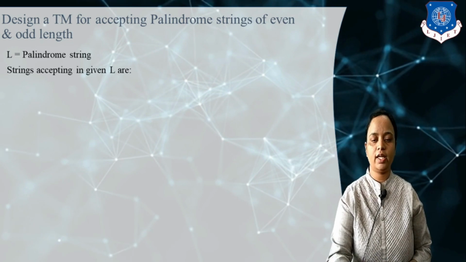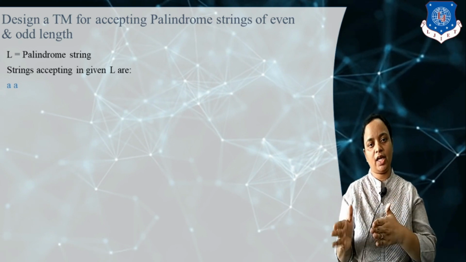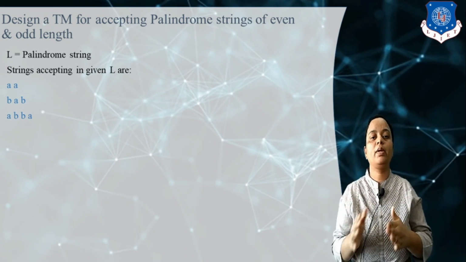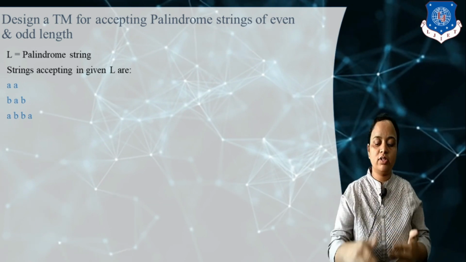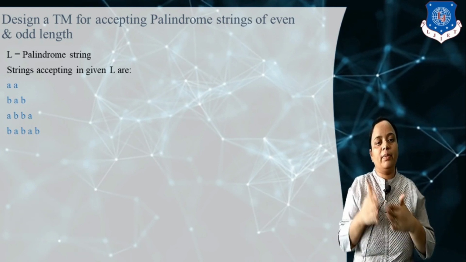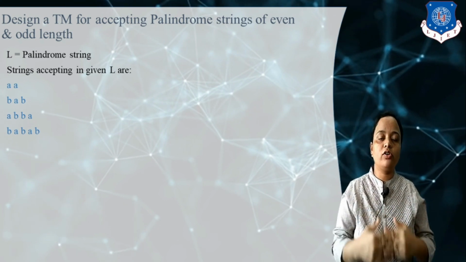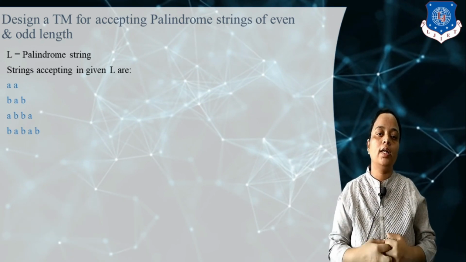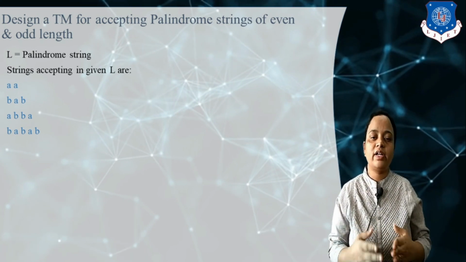Now let us take an example to understand this. The first example is AA. If you read the string from left to right, it is AA, and from right to left, it is also AA. In the same way, ABBA: from right to left, it is ABBA. So these are palindrome strings. The next example is BABAB, which reads BABAB in both directions. These are examples of palindromes, and we want to design a state transition diagram for these palindromes.